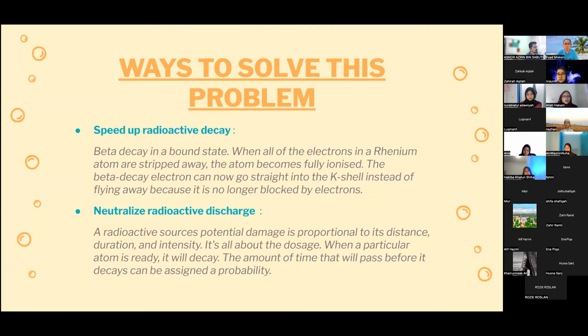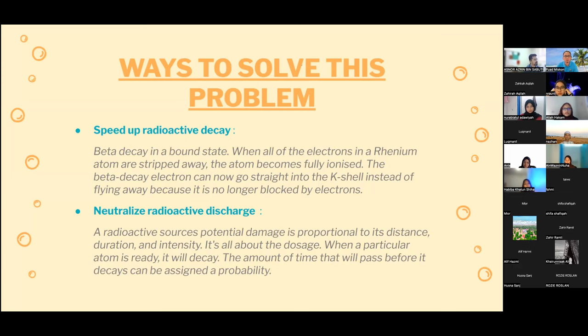All right. So there are ways to solve this problem, but not completely. Firstly, speed up the radioactive decay. So what is radioactive decay? Radioactive decay is a random process by which an unstable atomic nucleus loses its energy by emission of radiation or even particles. Over here, they use a state called the beta decay in bound state, which means that when all of the electrons in a uranium atom are stripped away, the atom becomes fully ionized and the beta decay electron can go straight to the decay shell instead of flying away, because it is no longer blocked by electrons.